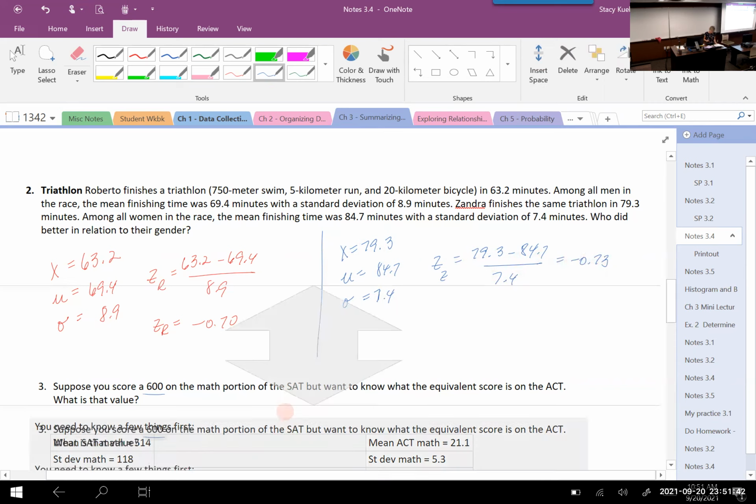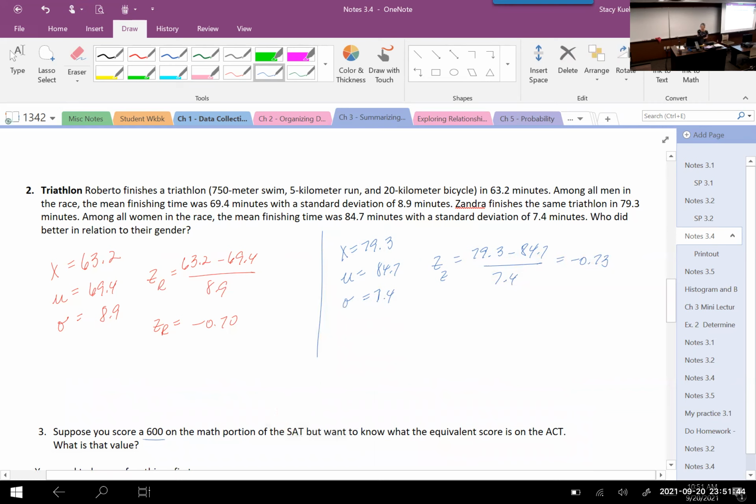All right, were you able to calculate a z-score for Roberto at -0.7 and a z-score for Zandra at -0.73? Who ran the better race? She did. Zandra did, right? Zandra ran the better race, didn't she? She ran it faster, didn't she? Relative to the other men that were running. All right?